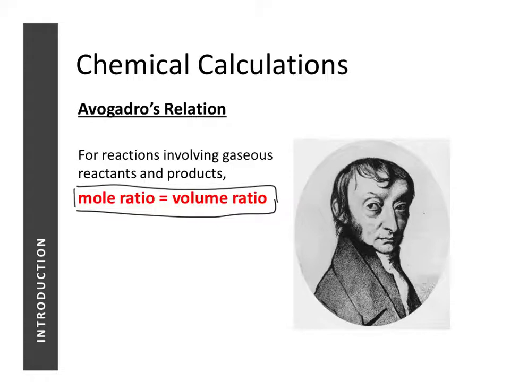So let's look at the same reaction just now, nitrogen plus hydrogen gives ammonia. So we have seen that they are all gases. So from the balanced chemical equation, we can tell that 1 mole of N2 reacts with 3 moles of hydrogen to produce 2 moles of ammonia.